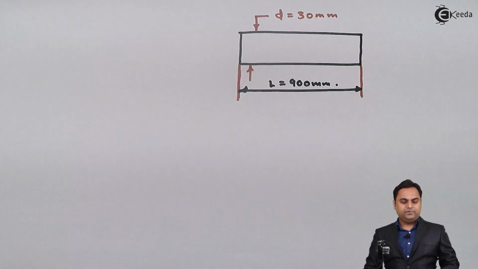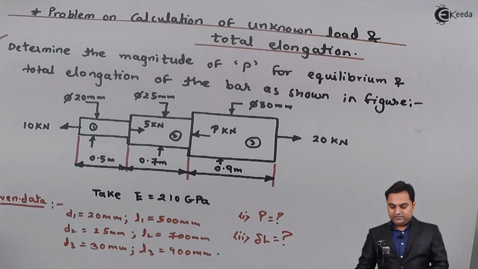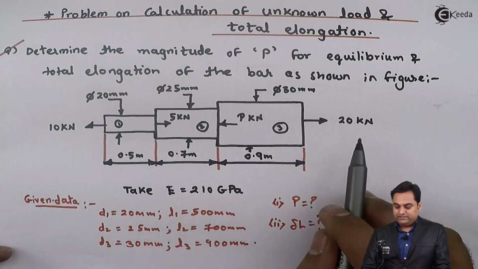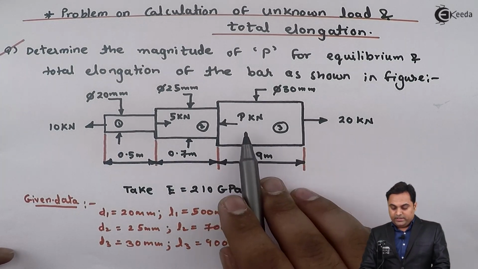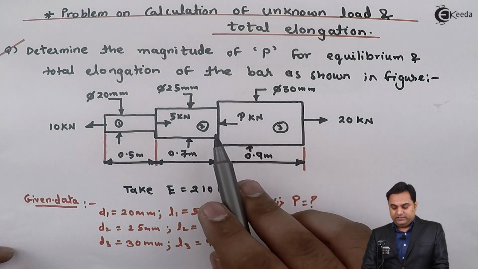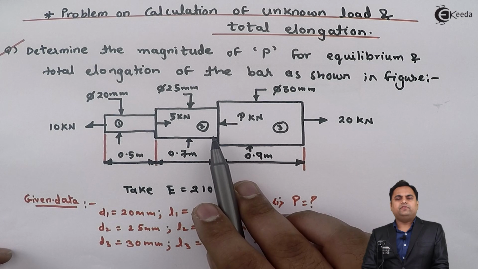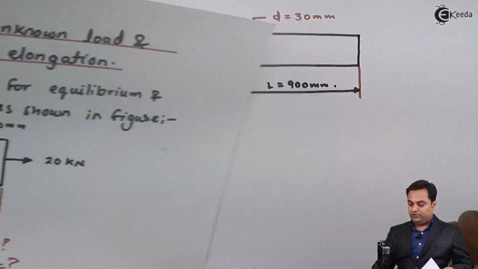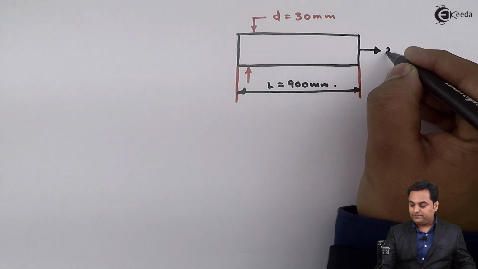Length is 900 mm. Now, as we can see in this problem, in the third section we are having two loads, that is, first is 20 kilonewton and the other is load P. But this load P will give us the value at the junction. So it is better to find the load at only individual end. So here I'll start with this 20 kilonewton which is acting towards right.